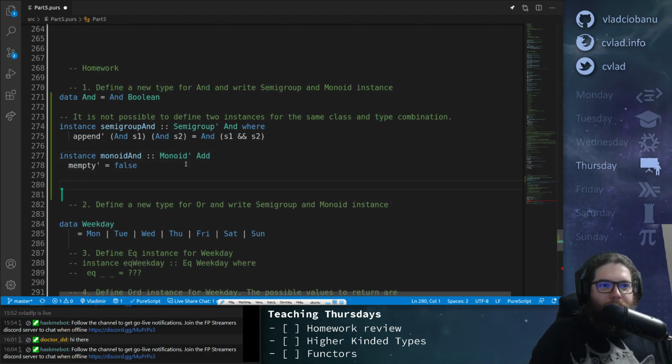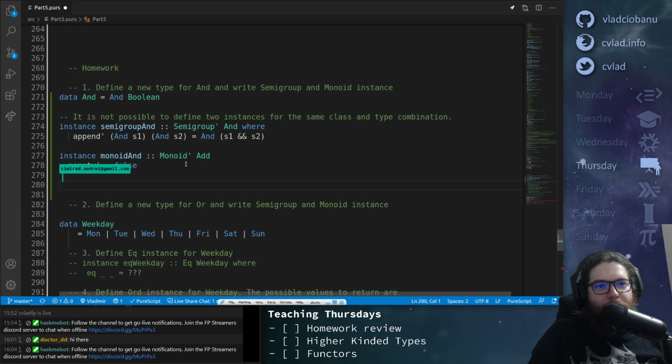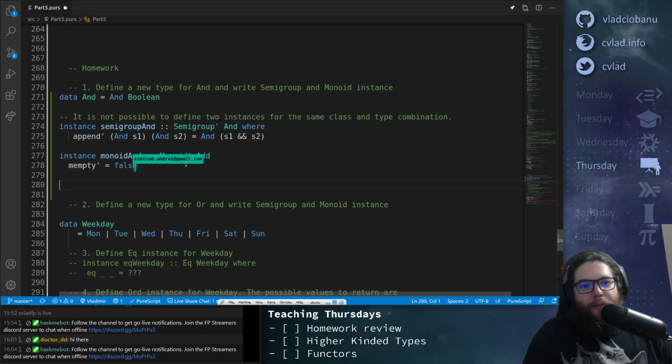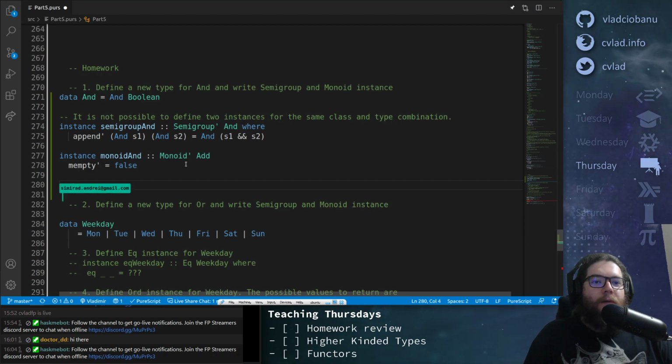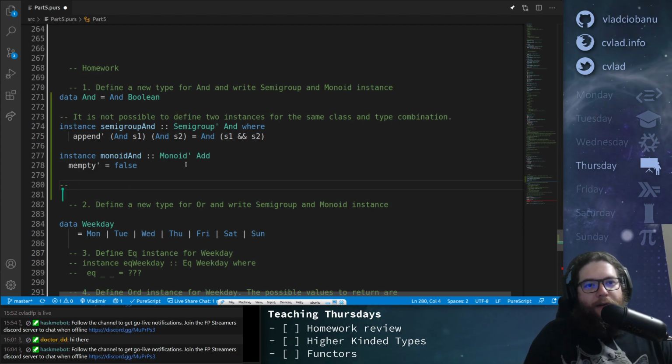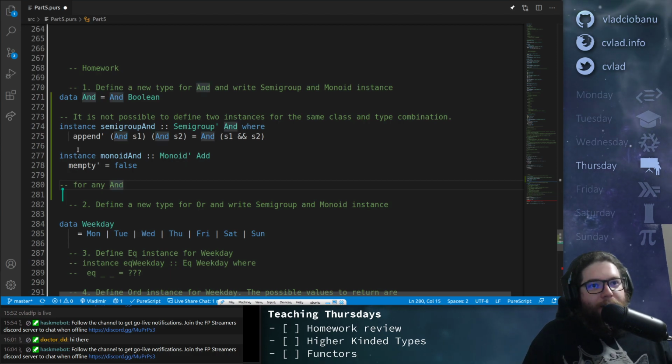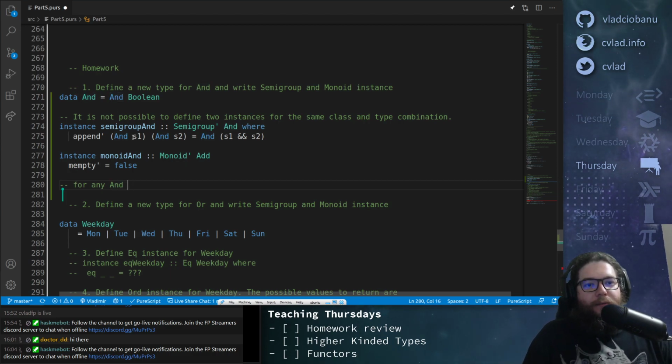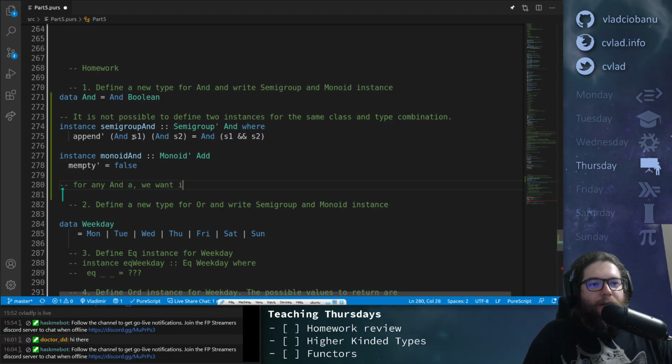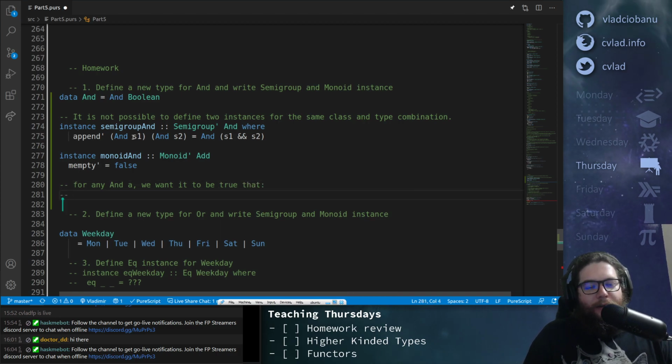Yeah, it has to be the neutral value. Let me write here for a second. What we want is that for any value, let's call it A, we want it to be true that A and MT is A.